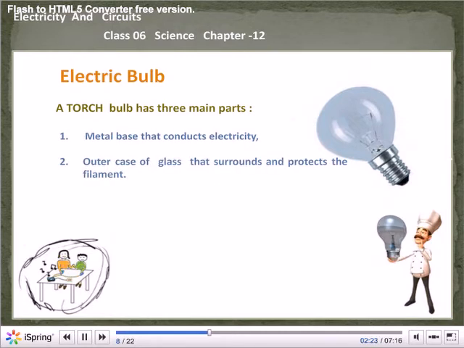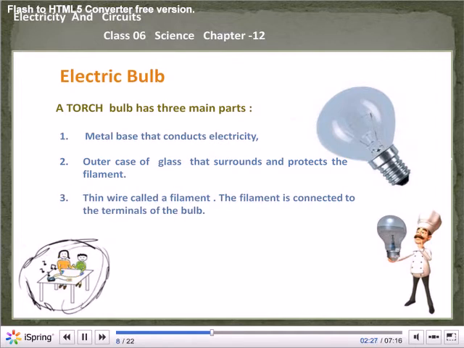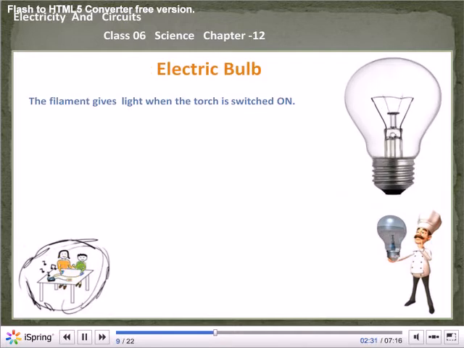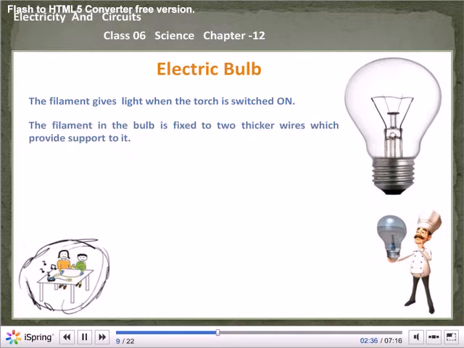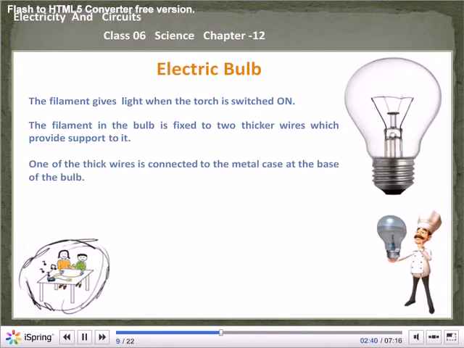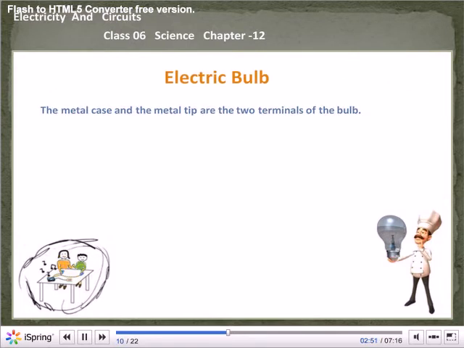that surrounds and protects the filament, and a thin wire called a filament. The filament is connected to the terminals of the bulb. The filament gives light when the torch is switched on. The filament in the bulb is fixed to two thicker wires which provide support to it. One of the thick wires is connected to the metal case at the base of the bulb. The other thick wire is connected to the metal tip at the center of the base. The metal case and the metal tip are the two terminals of the bulb.